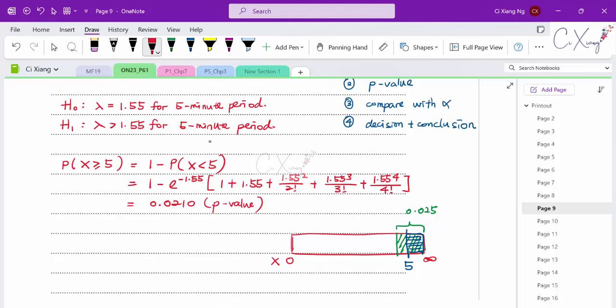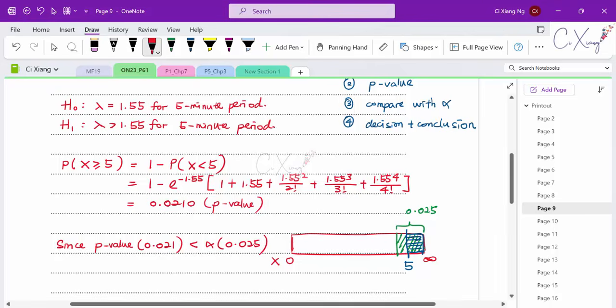Okay, so you can see very obviously that this value 5 actually falls inside the rejection region, because the green color one is the rejection region. So you know that 5 falls under the rejection region. First of all, you need to write out the statement of comparison. So you should write something like this: the p-value, which equals 0.021, is smaller than alpha, which equals 0.025.